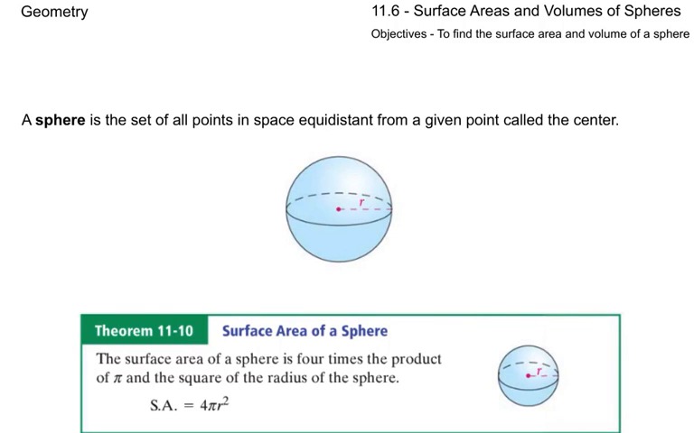Okay, class. Well, this is 11.6. It is dealing with surface area and volumes of spheres. Well, what is a sphere? That's always the first good question to ask. Well, a sphere is a set of all points, I'm just reading right there, a set of all points in space equidistant from a given point called the center.